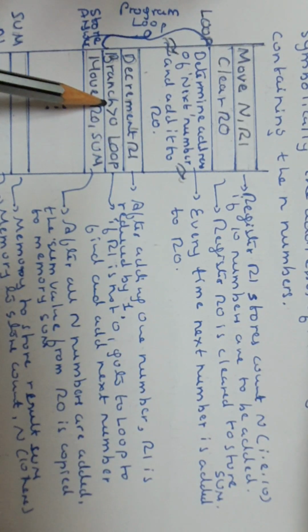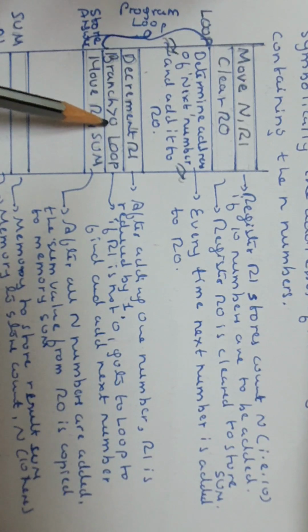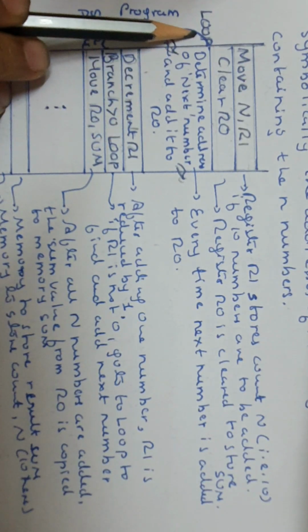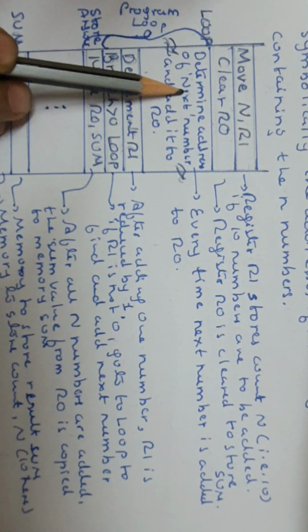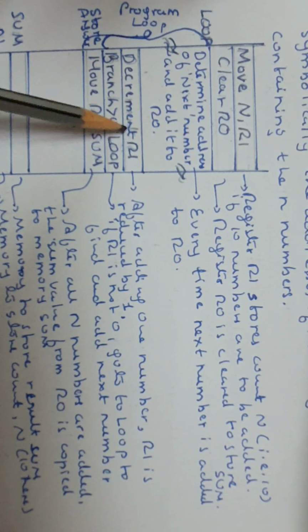So branch greater than 0: R1 is 7, it has not yet become 0. That means not all the numbers are added. Hence shift the control back to loop. So determine the address of the next number, add to R0, decrement R1. These are repeated 10 times.